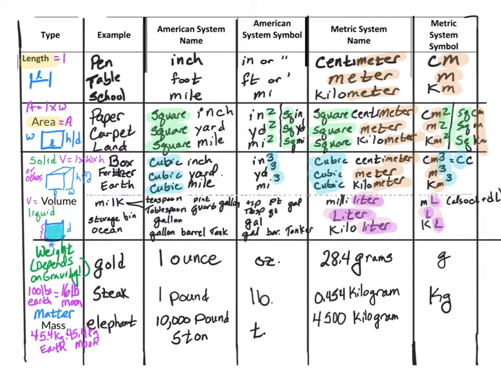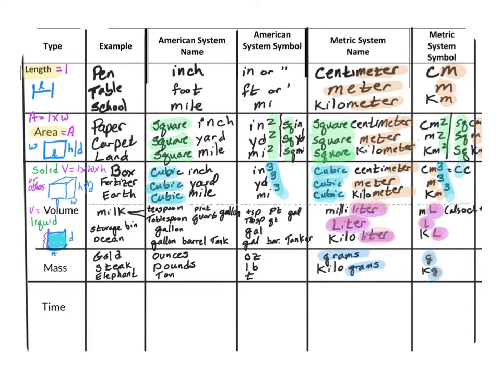Now it's time to look at time. Time measures either how long something took or when it will occur or has already occurred. Both the American and the metric system use the same basic set of units. In both cases, the base unit is the second, although we don't really use it in the American system.